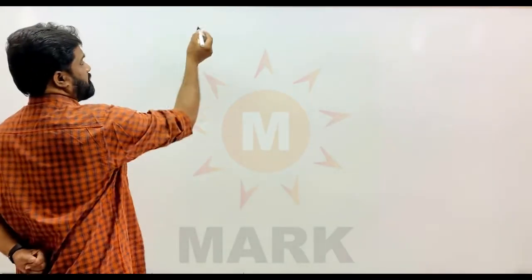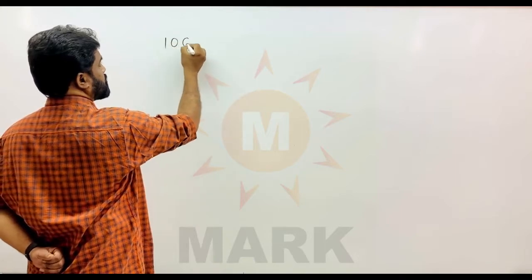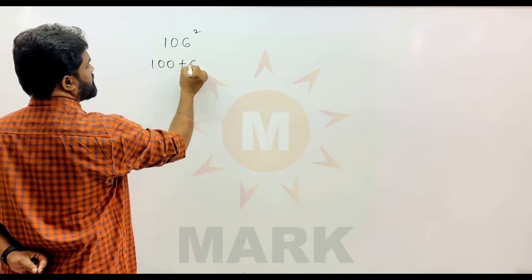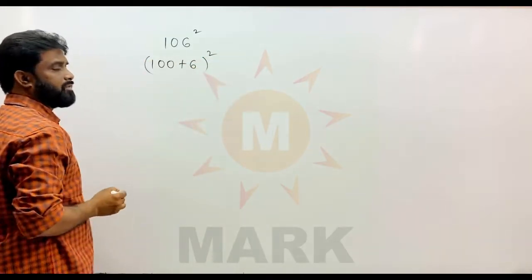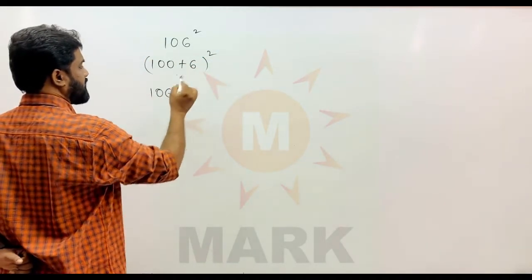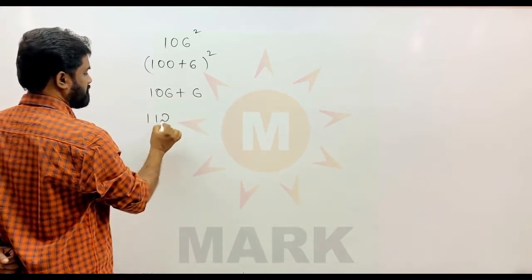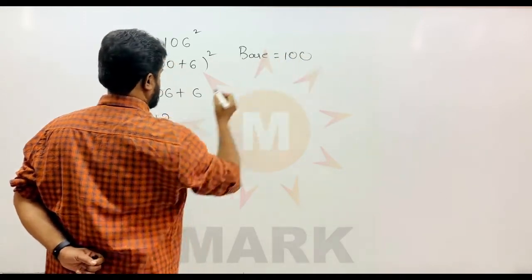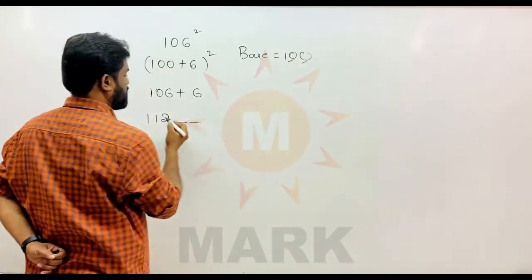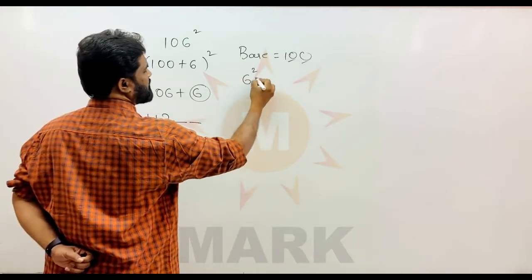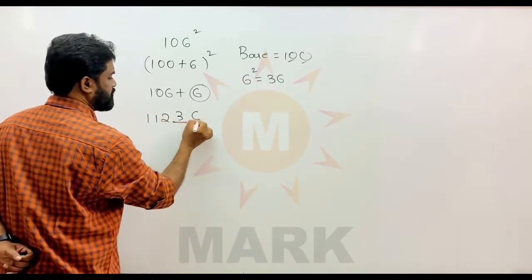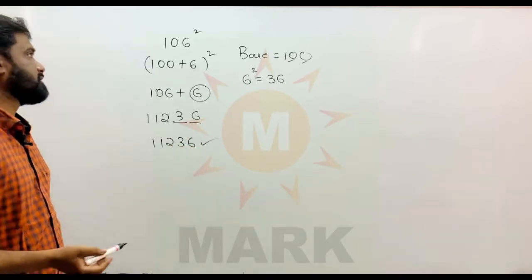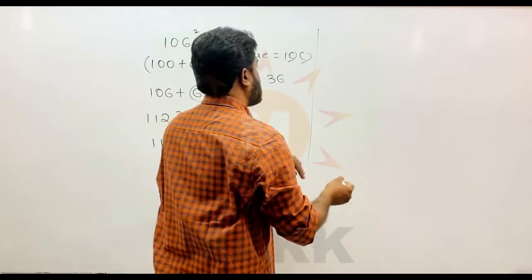Now I am taking 106 whole square. This is in the upper neighborhood. 106 means 100 plus 6. So immediately what you will write? 106, and the excess is plus 6, that is 112. The base is 100, so 2 zeros should come here. So what should we write here? 6 square, that is equal to 36. So we write 36: 11236.